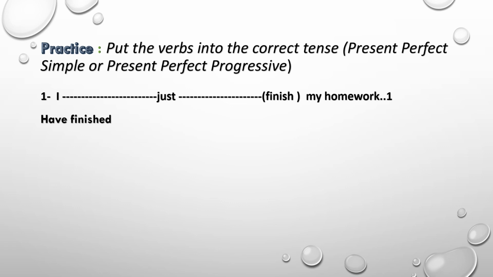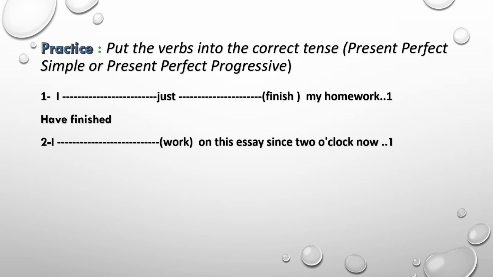Number 2. I work on this essay since 2 o'clock now. Here we have the time adverbial since with now. When we have since plus now, so it is present perfect what? Continuous. Again, present perfect continuous. So you are going to say: I have been working on this essay since 2 o'clock now.